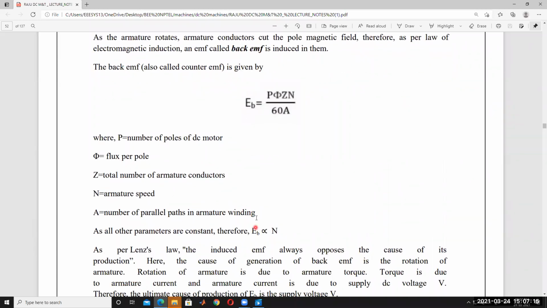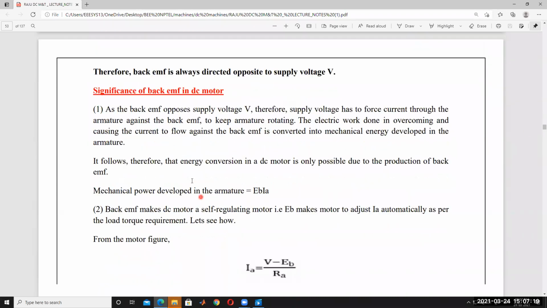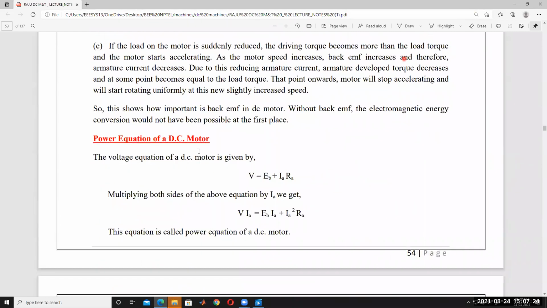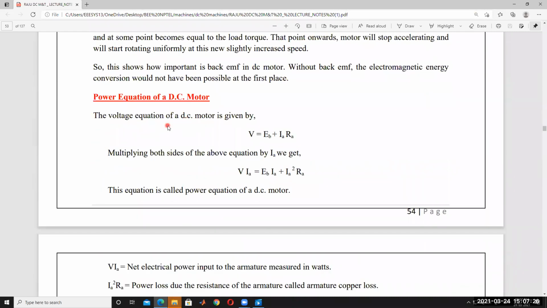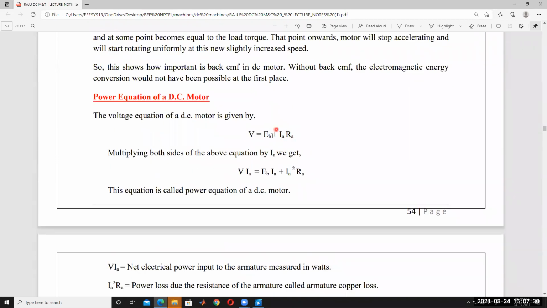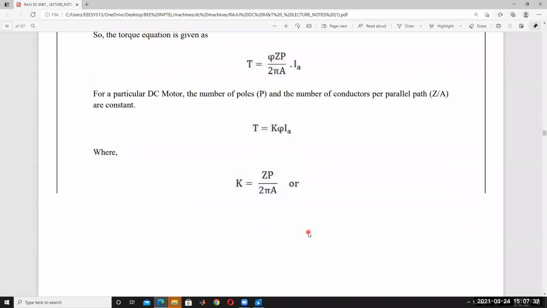Okay. So the back EMF is proportional to phi into N. You know well the power equation in a DC motor. For a generator, V equals Eg minus Ia into Ra. For a motor, V is equal to Eb plus Ia into Ra.